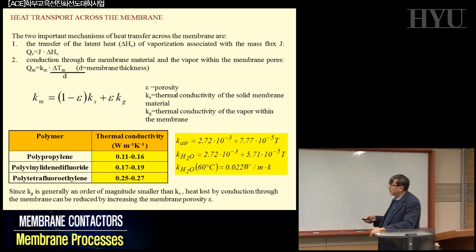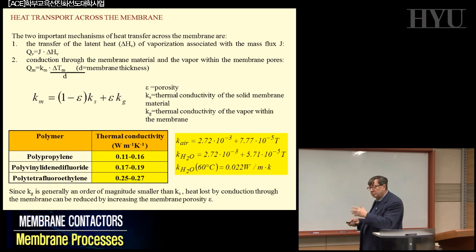For what concerns the heat transfer, again, starting from the thermal conductivity of the polymer is important. If it's too high, it's a negative. We don't like to have high thermal conductivity. So we have to try to be as low as possible, and with the available material, what we have is not really satisfactory. More than this, we have to consider, again, the two mechanisms I mentioned before: the transfer of the latent heat of vaporization, which is associated with the mass flux, and the conduction through the membrane material and the vapor within the membrane pore, which is related also to the membrane thickness.